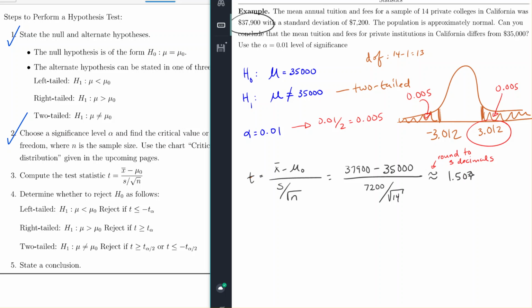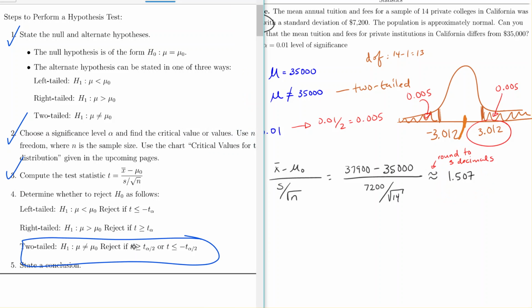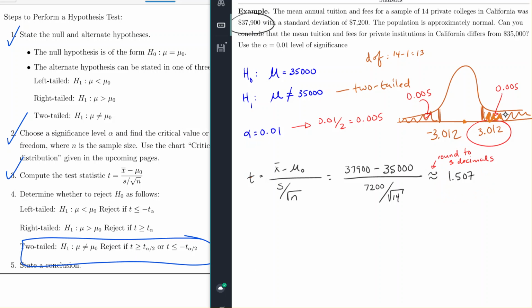Okay, now keep in mind, our 1.507 is here in this middle region. But in a two-tailed test, you reject the hypothesis if your t value is in this positive region greater than the positive critical value, or in this region before the negative critical value. However, our test statistic is somewhere about here. So in this case, we would fail to reject, or do not reject.